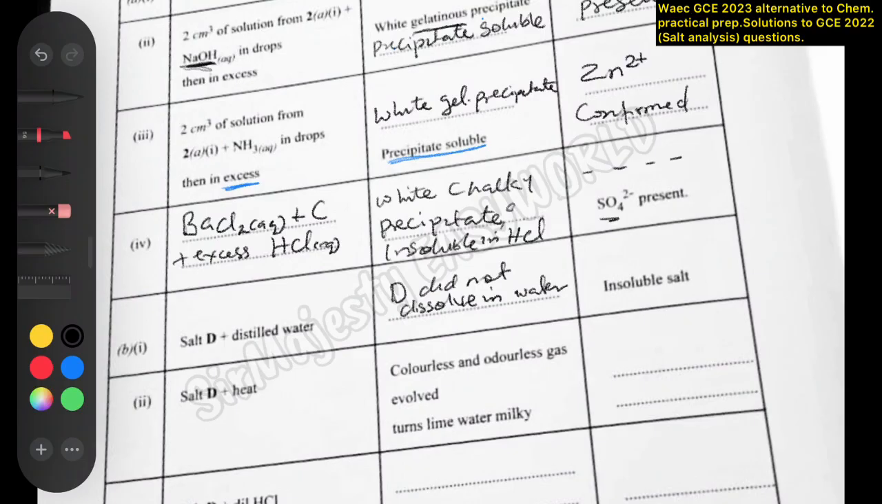So definitely CO2 gas from CO3 2- or HCO3-. So when heating, some of the carbonates decompose on heating to give carbon(IV) oxide. Even the hydrogen carbonate will also.